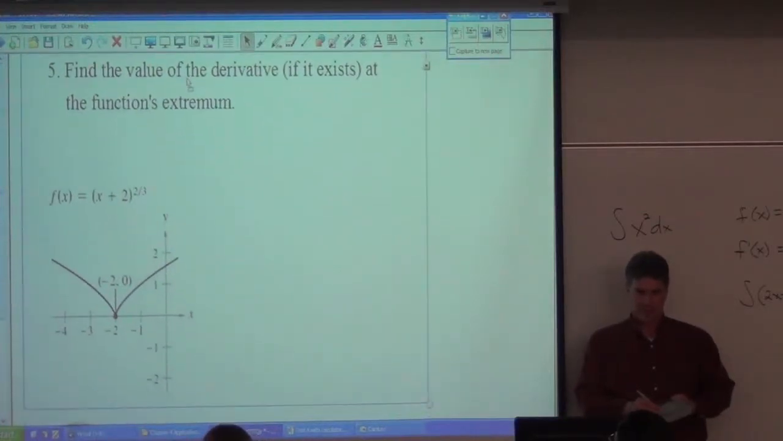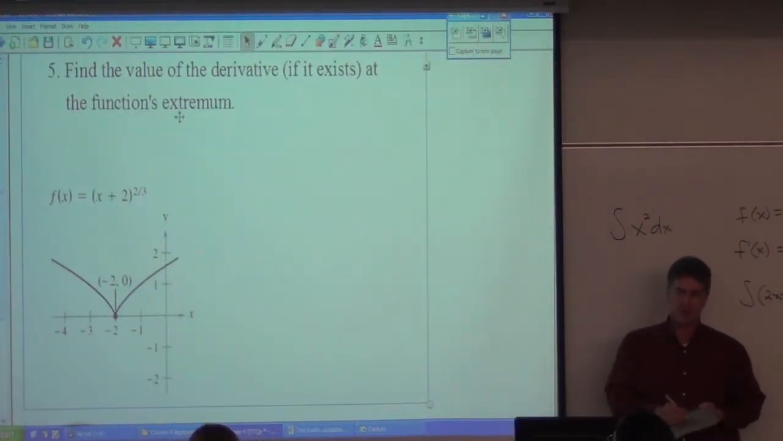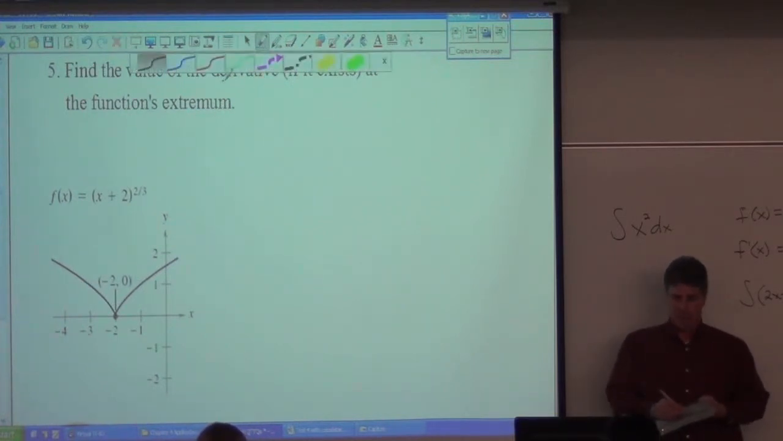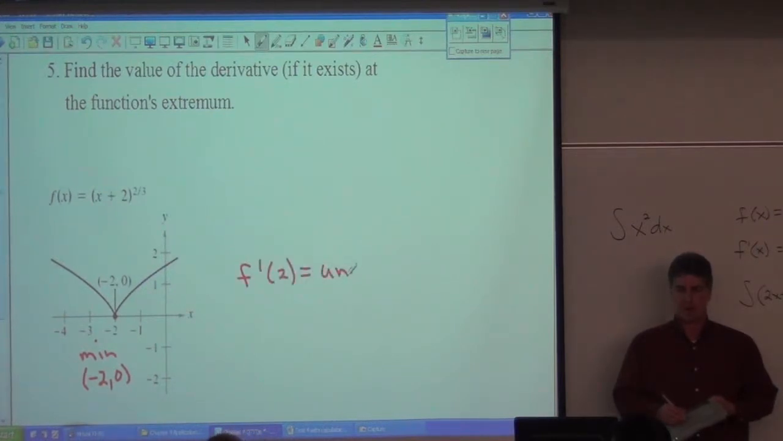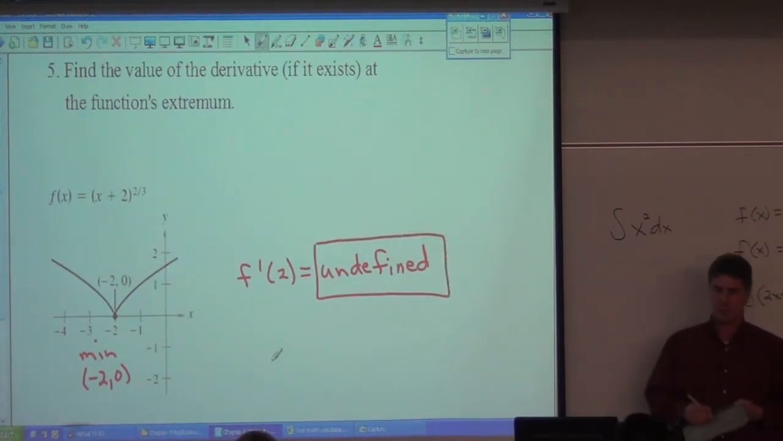Alright, so we want to find the value of the derivative at the function's extremum, or a place where it's changing direction. This function changes direction right here. It has a minimum right here at -2, 0. So we want to know what the derivative would equal. This goes to a sharp point. You can't take the derivative of a sharp point, so f prime of -2 would be undefined, or it doesn't exist.